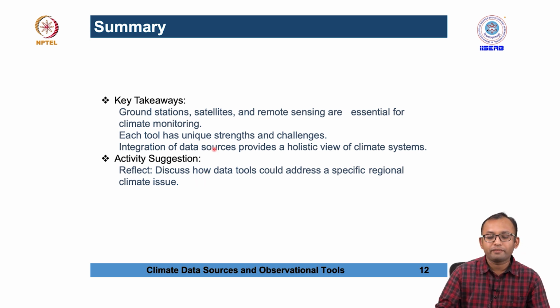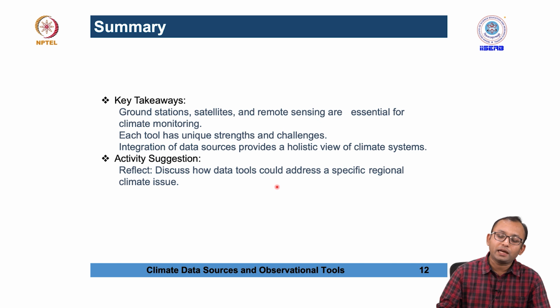In this lecture, we have covered primarily the ground station data, satellite and remote sensing data sets, and some sort of climate monitoring, which are very essential. Then we have also talked about different tools which have different strengths and different challenges. Then we have also talked about integration of data from different sources, providing a more holistic view of the climate system, so that we can have better insight about different types of climate processes that can give us better decisions about mitigation steps.